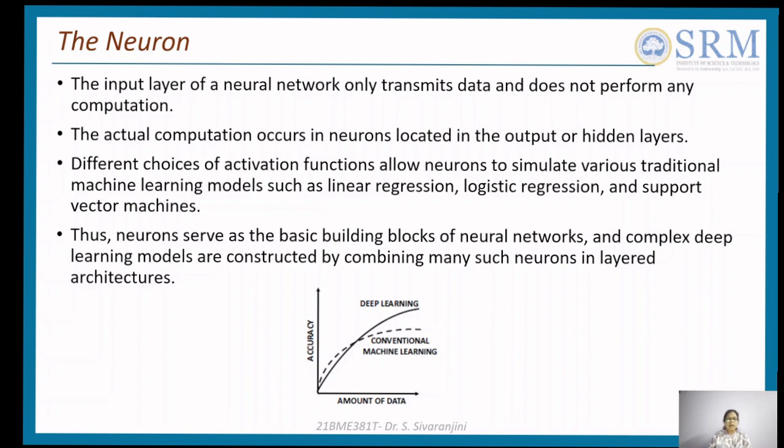So the graph shows that as the amount of data goes on increasing, we get a better accuracy level in various tasks that implement deep learning models. We shall see a small example where we have a loan approval.